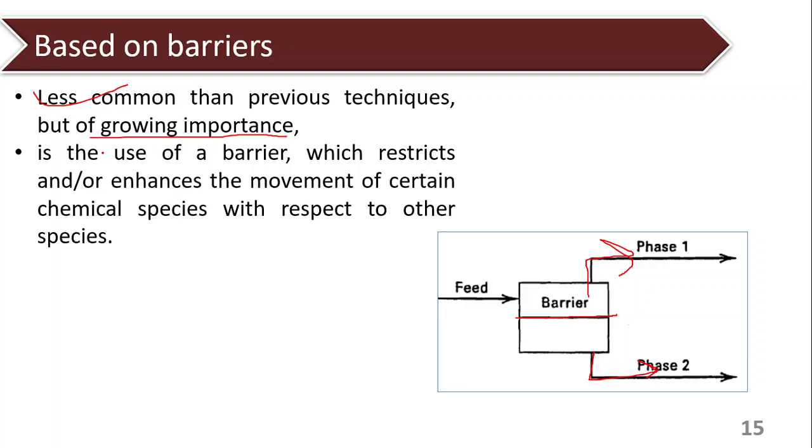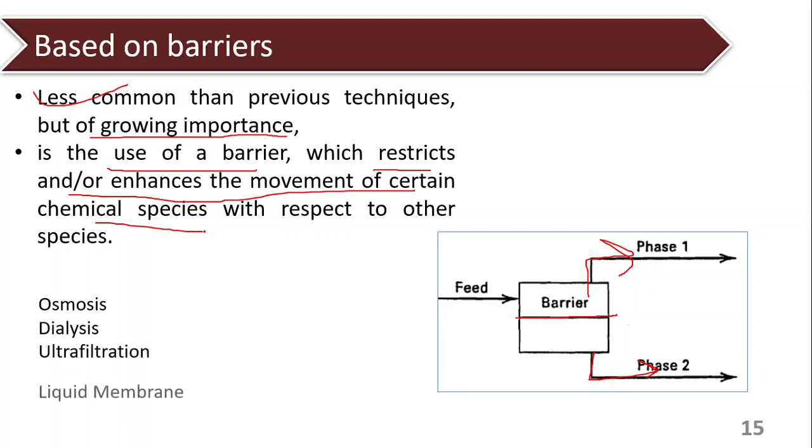We'll discuss later on. And it uses the barrier which basically restricts or enhances the movement of certain chemical species with respect to the other species. So in this way separation is possible in the barriers. In this one there is membrane separation, that is one big example for the barriers. Osmosis, dialysis, ultrafiltration, liquid membrane, all these are examples of the separation based on the barriers.